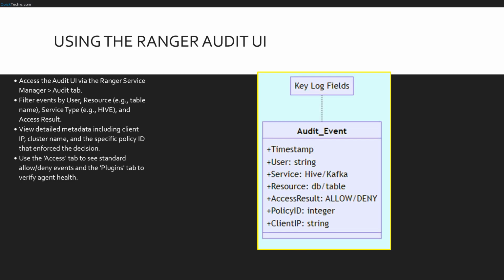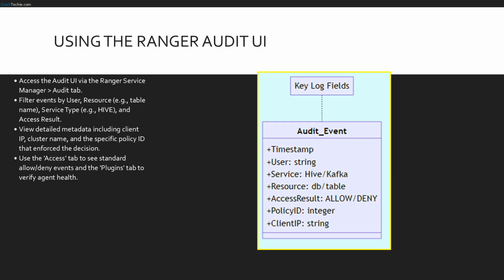Once configured, how do you use it? You access the audit logs through the Ranger Service Manager by clicking the Audit tab. This interface is powerful. You can filter down to a specific user to see everything they did yesterday, or filter by a specific Hive table to see who tried to access it. The logs provide deep context: not just access denied, but exactly which policy denied it, the IP address of the requester, and the precise time. You can also check the Plugins tab here to verify that your service agents are healthy and sending heartbeats.